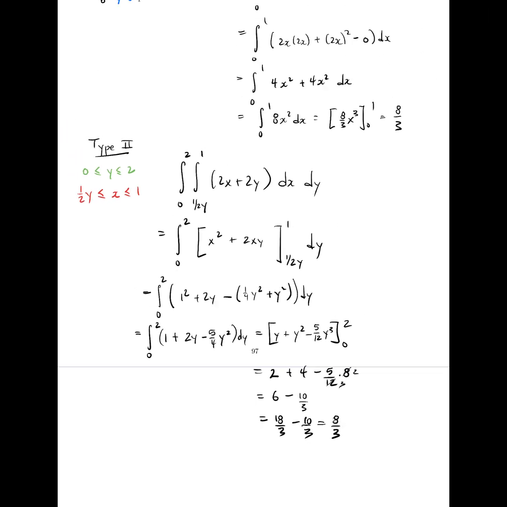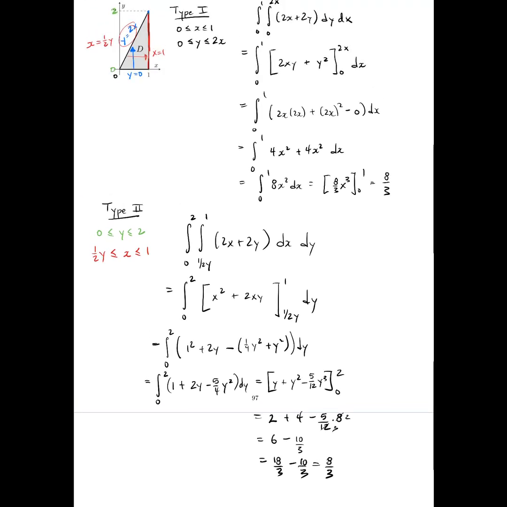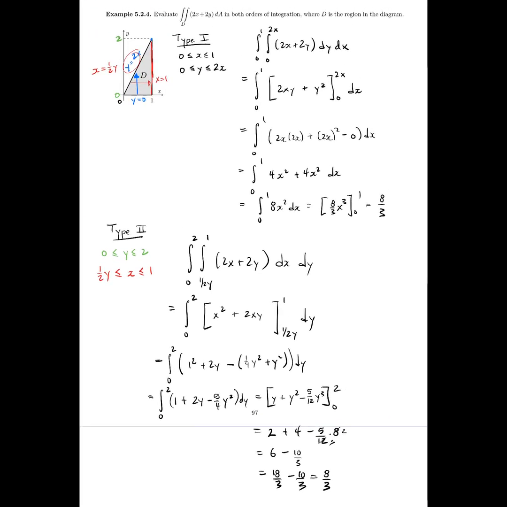So some regions, as we saw before, can be easily set up as both type 1 and type 2. Some integrals are easy both ways. Obviously, I think that the first one was algebraically a little easier, but this one wasn't tough. We're going to see in the next videos some examples where switching the order is essential to being able to evaluate the integral.